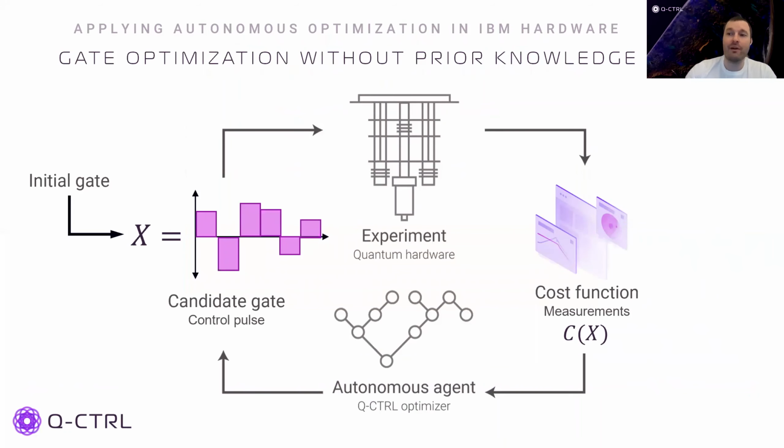Reinforcement learning is a type of black box optimization technique, and it is based on the idea of improving by interacting with the system, as described in this chart. We can represent gates by long vectors that, for example, store the real and imaginary part in each segment of a piecewise constant pulse. We then send the candidate gate to the device and evaluate its performance by collecting measurements and calculating a cost function. We then use that information in order to suggest a better candidate. This loop goes on until we find a satisfactory gate implementation.